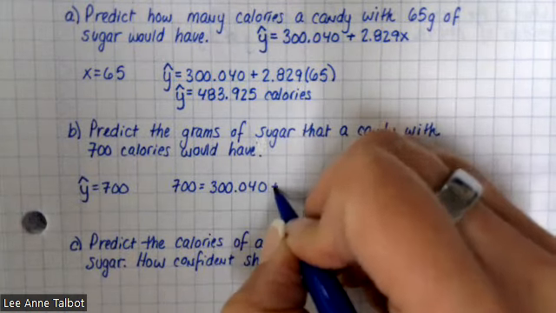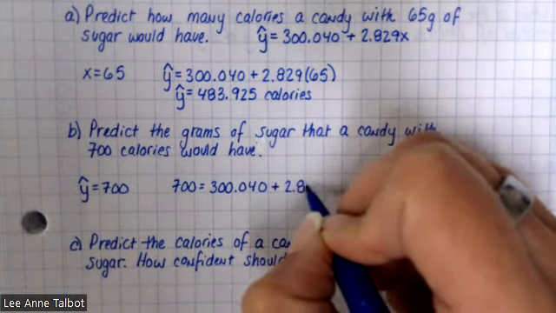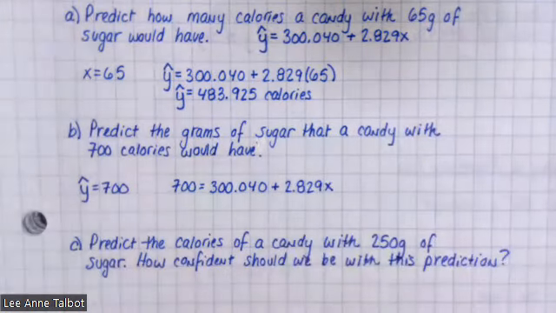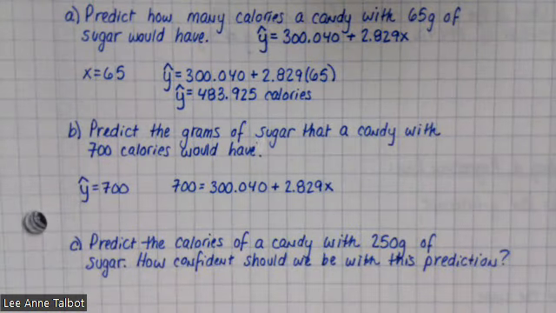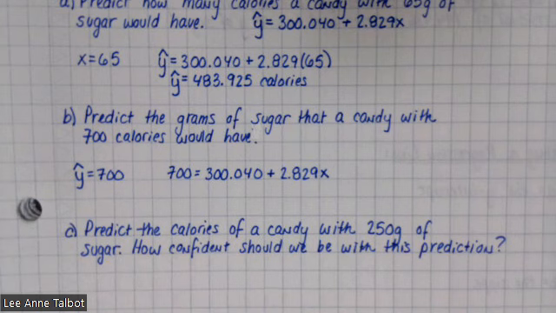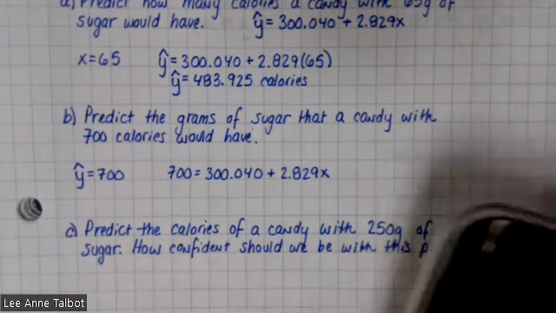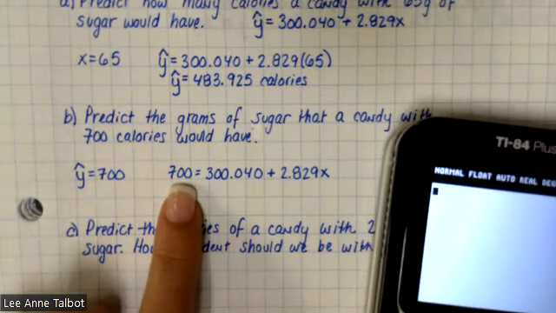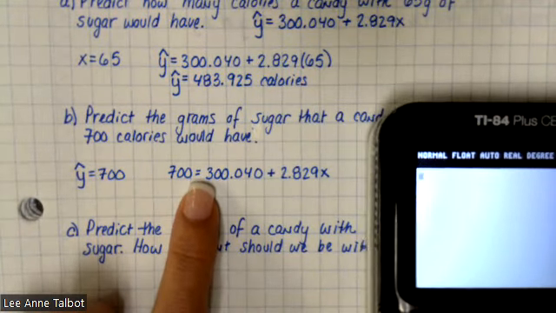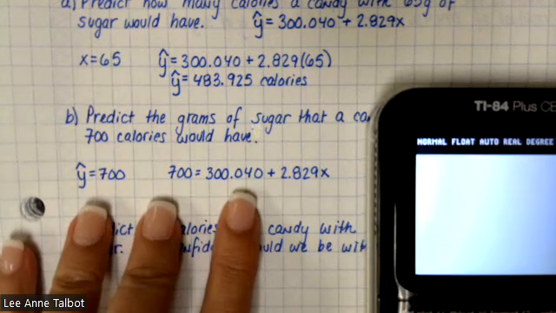And then we're going to plug that in. So 700 equals 300.040 plus 2.829x. And then we're going to use our algebra inverse operations to solve for x. The thing with stats is it's all kind of an approximation. Okay, so how do I undo this? What would I do first?